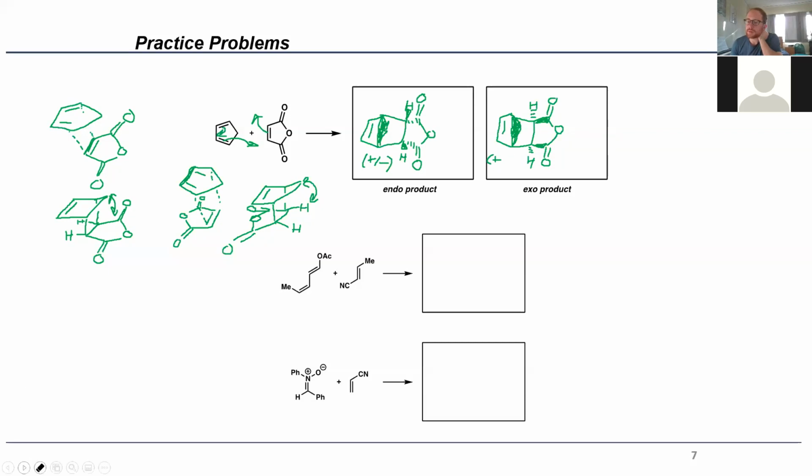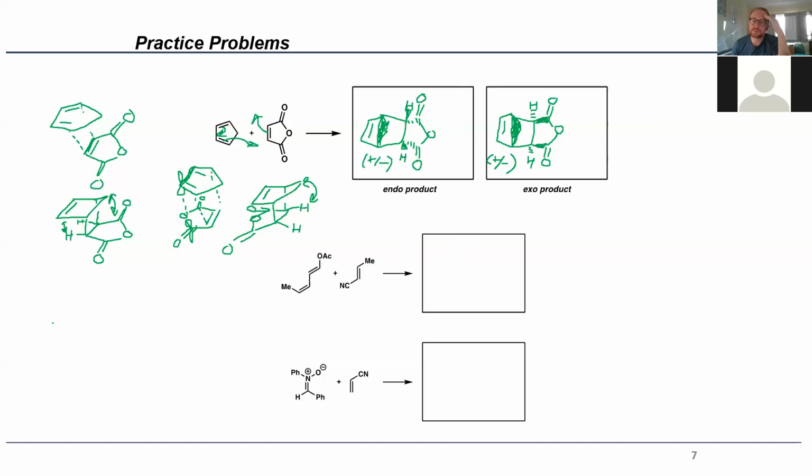So typically we think about the endo product, if it has these pi accepting groups on them, electron withdrawing groups or more alkenes or something along those lines, something with pi orbitals, as being the kinetically favored product because of this interaction in the transition state between these two pi orbitals. And we think of the exo product as being the thermodynamic one because it's significantly less hindered when thinking about steric hindrance. And so these are the endo and exo products.